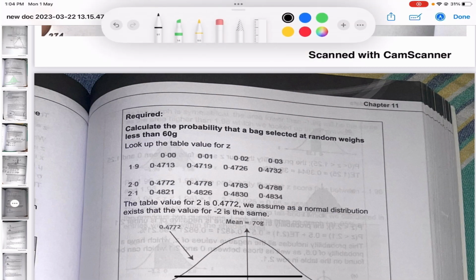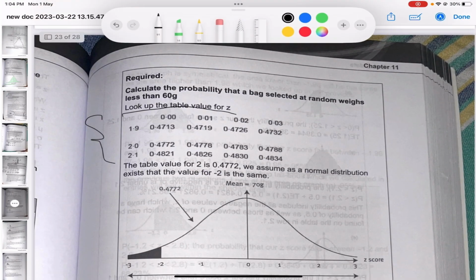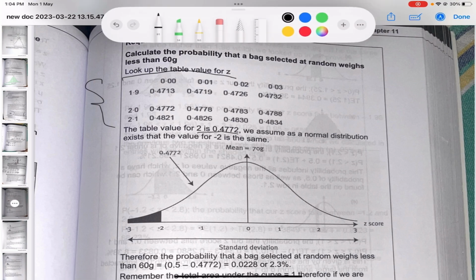Look up the table for values of z. These are my values of z. What is my value of z? It's -2, right? So the table value of 2 is 0.4772. See, we have -2, so I'm going to take 2 plus 0. We are not adding anything else because my value of z is itself 2, -2. So 0.4772 is my answer.